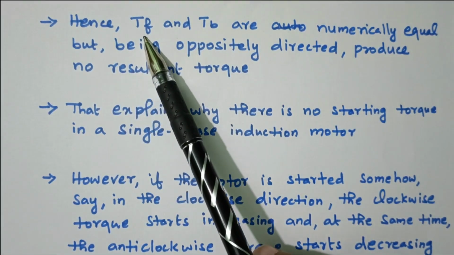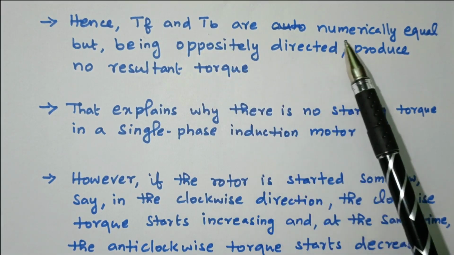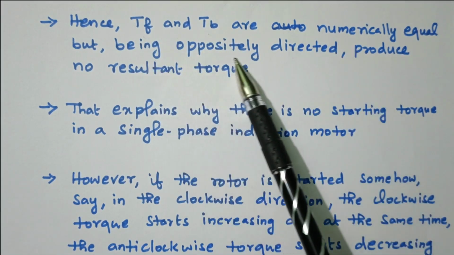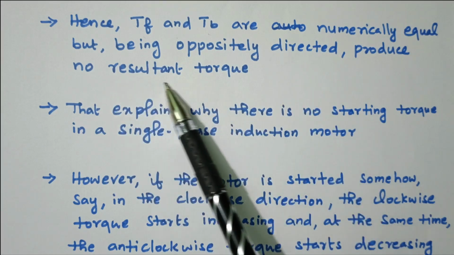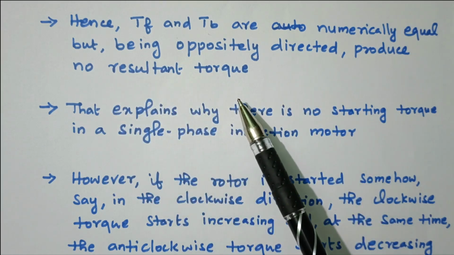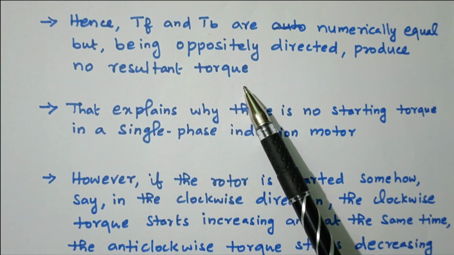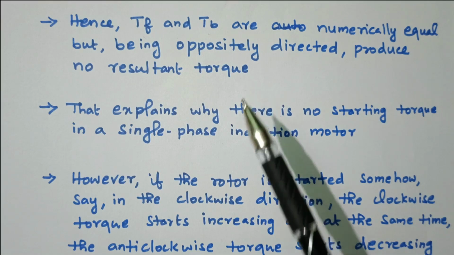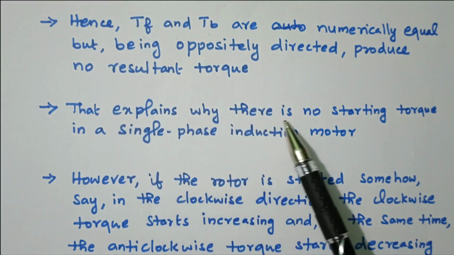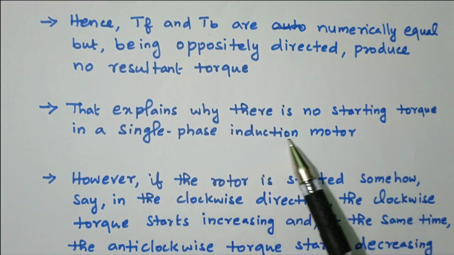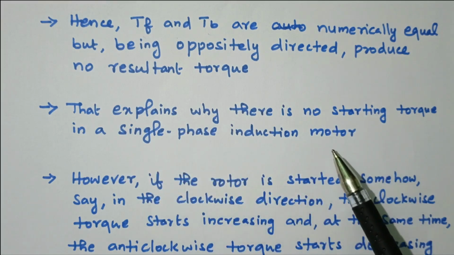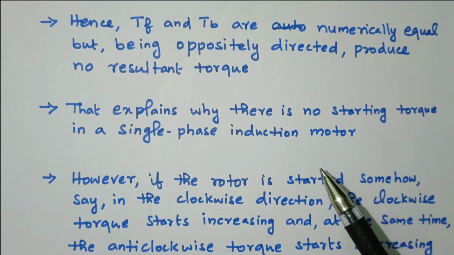Hence, forward torque TF and backward torque TB are numerically equal, but being oppositely directed they produce no resultant torque. From the graph we can easily identify that both are the same magnitude, but opposite. One is positive and another one is negative, so the resultant torque is 0. That explains why there is no starting torque in a single phase induction motor. Right, so the aim of this topic, double field revolving theory, is to show why, while using single phase, the resultant torque is 0. So we easily identified it from the graph.